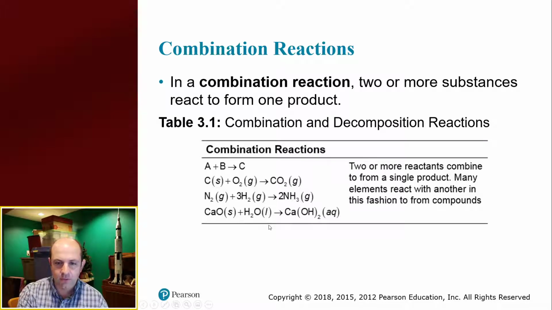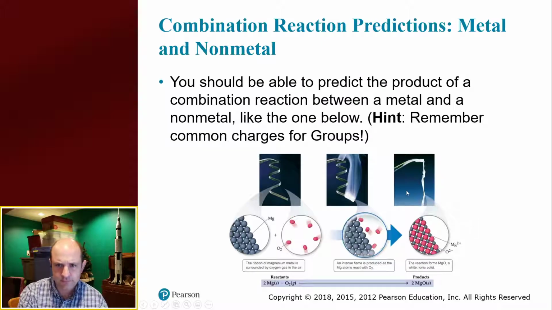But it could also get a little more complicated. We could have compound plus compound goes to one compound. The key is it's a single product. Whether it's an element or a compound on the reactant side doesn't matter, as long as it only makes one chemical as the product.